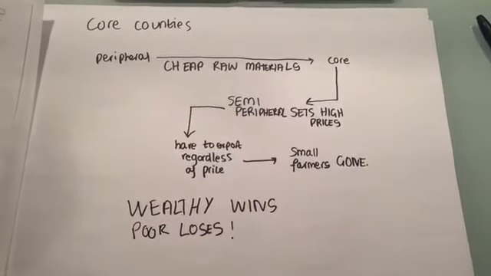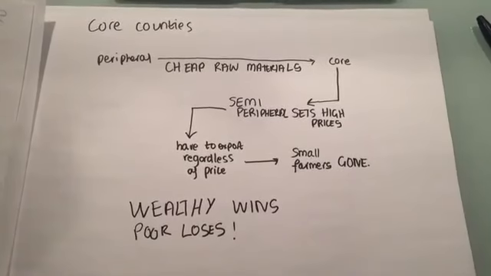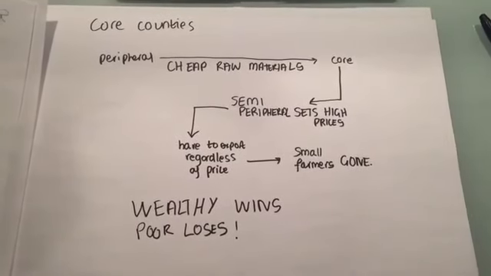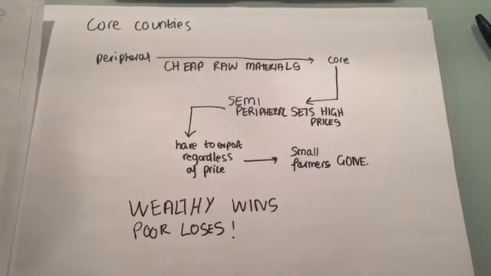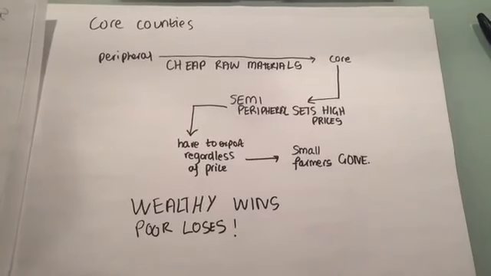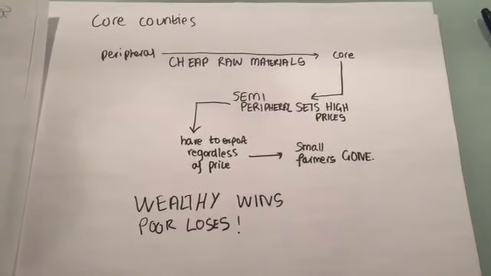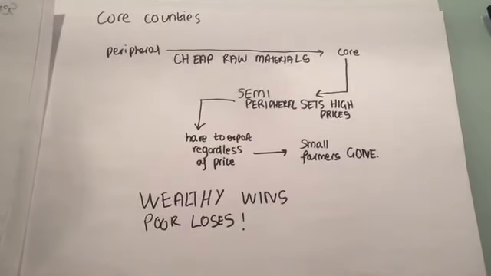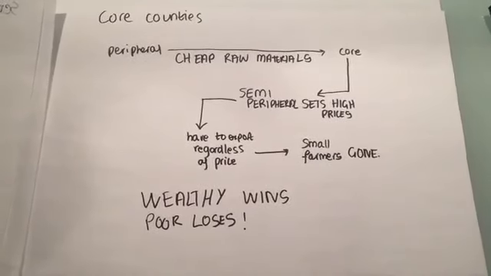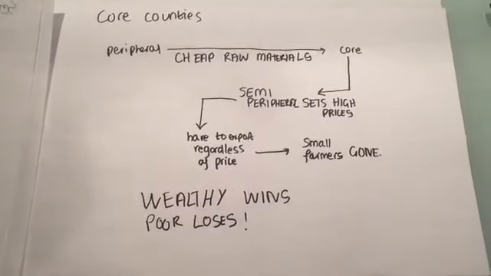Core countries extract raw materials with little cost. They can also set the prices for the agriculture products that peripheral countries export, regardless of the market price. This forces small farmers to abandon their fields because they can't afford to pay for labour and fertiliser. The wealthy in peripheral countries benefit from the labour of poor workers and from their own economic relations with the core country capitalists.